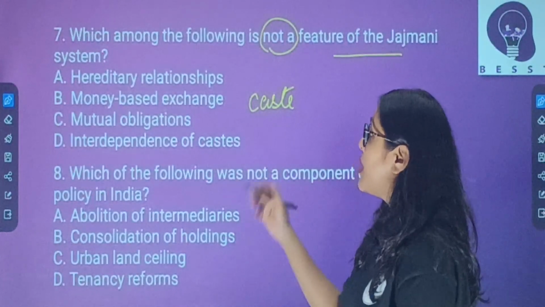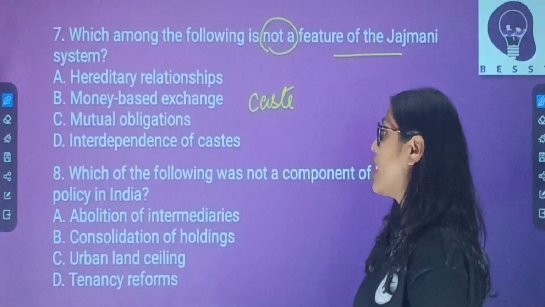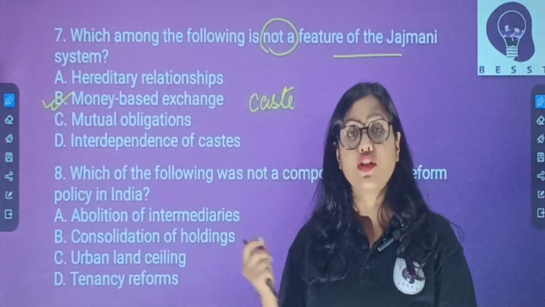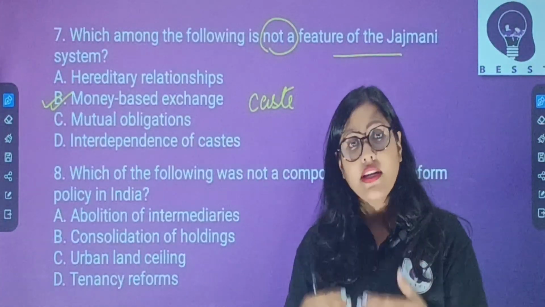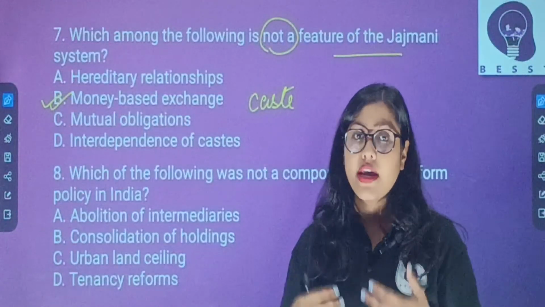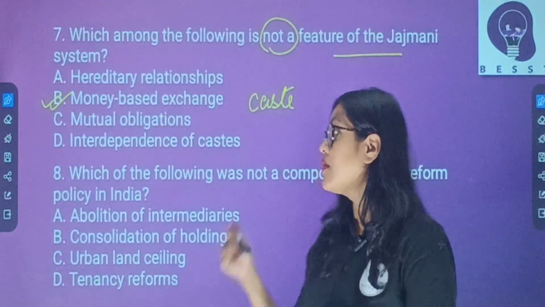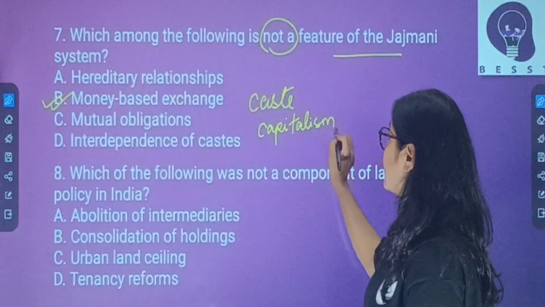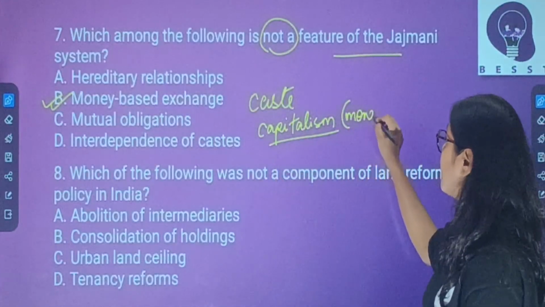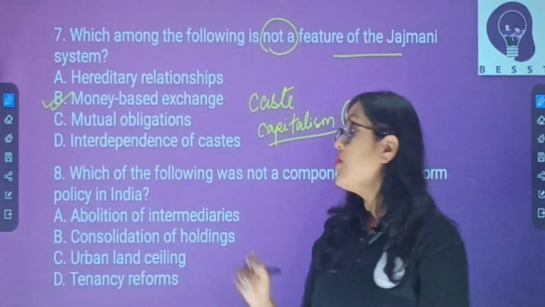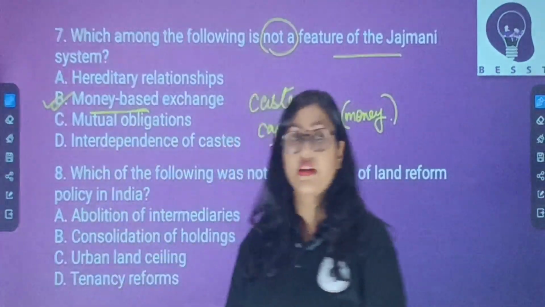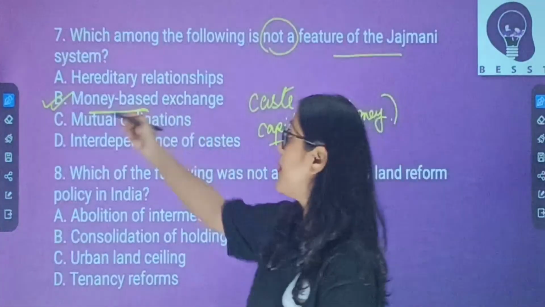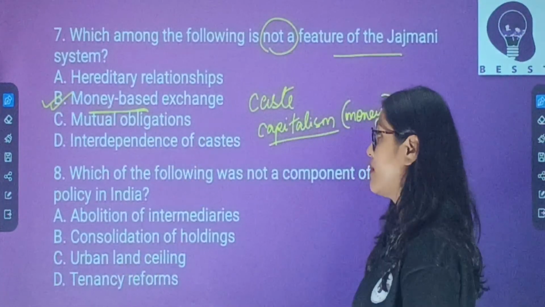Money-based exchange, mutual obligations or interdependence of caste. So it will be money-based exchange, because in the earlier times in the Jajmani system, there was no money. When did money come to India? After the Britishers. The Britishers brought with them capitalism. And what does capitalism stand for? It stands for money. So when this money came, in our indigenous, primitive times of India, we did not have money as an exchange basis.